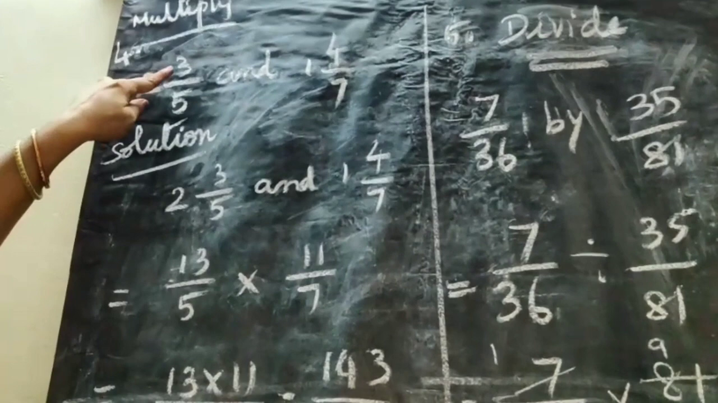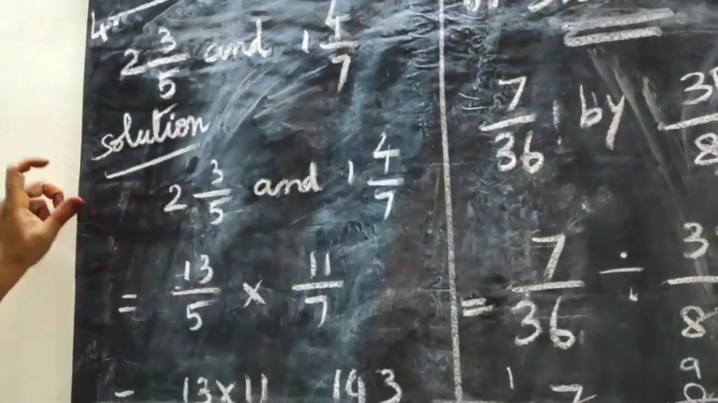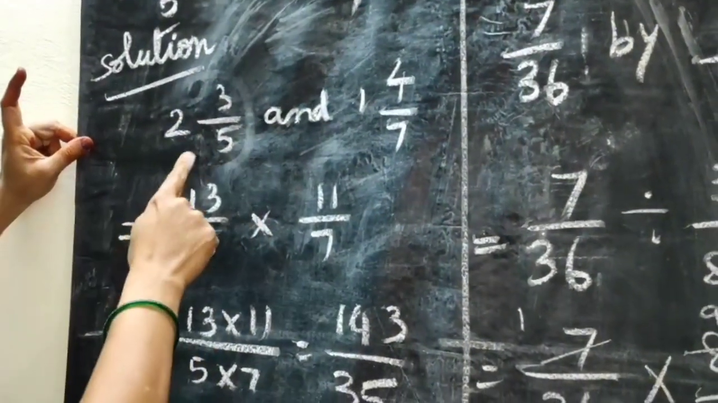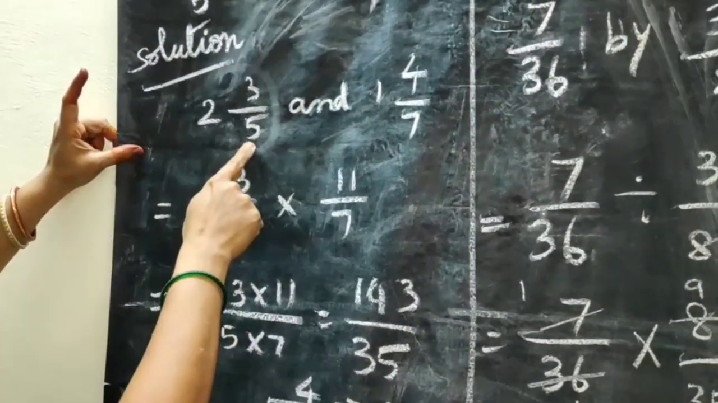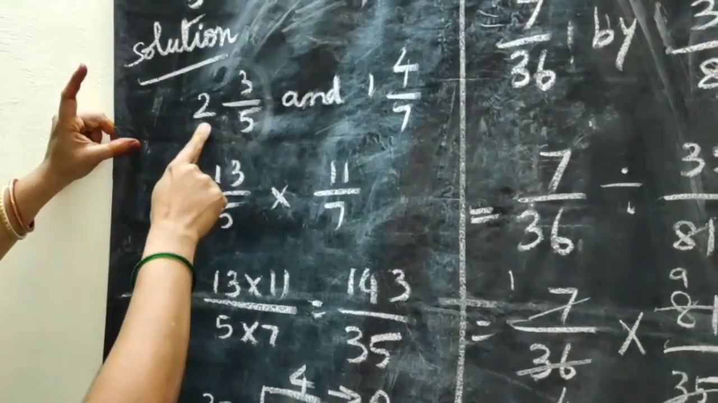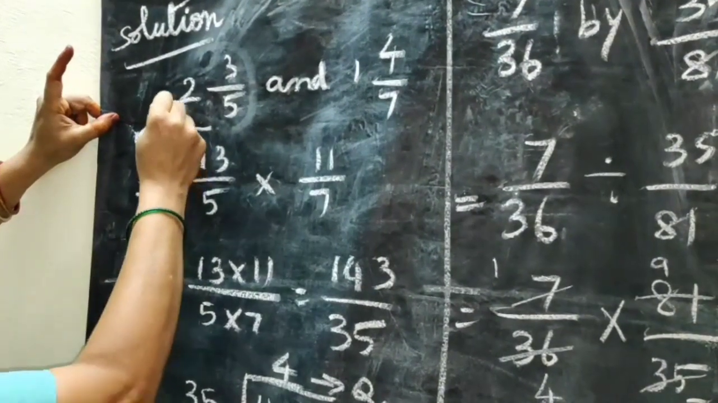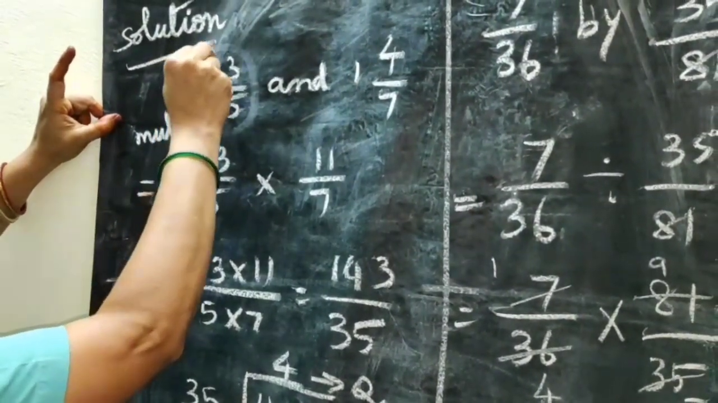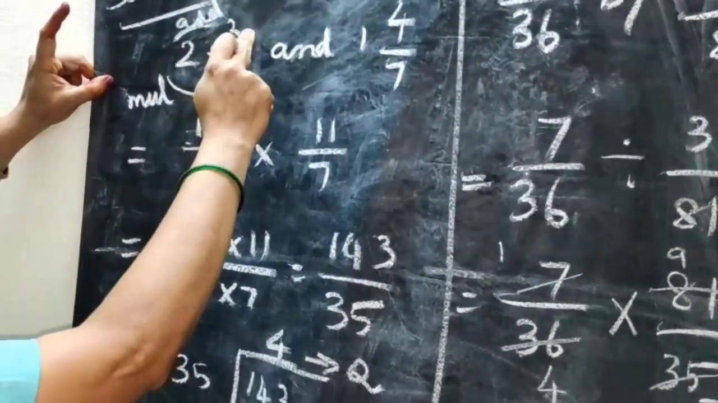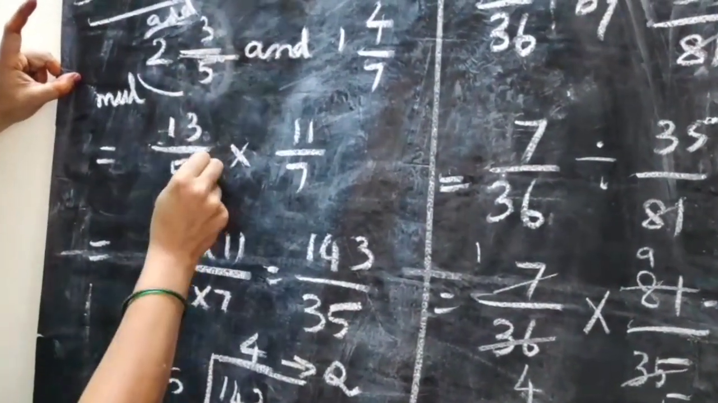Multiply. First, 2 3 by 5 and 1 4 by 7. Solution: 2 3 by 5 and 1 4 by 7. The given fractions are mixed fractions, so change them into improper fractions. First multiply these two numbers: 2 5s are 10. Then do the addition: 10 plus 3 is 13. So 13 by 5.